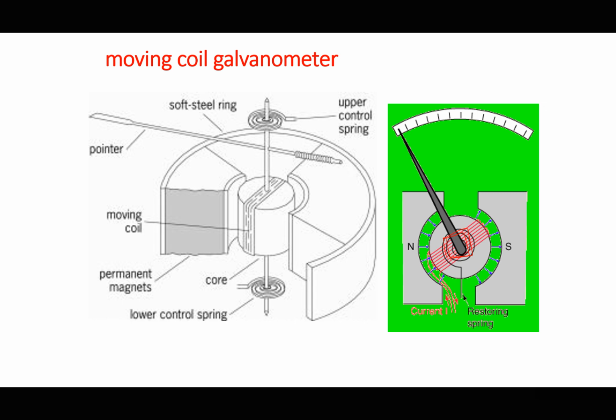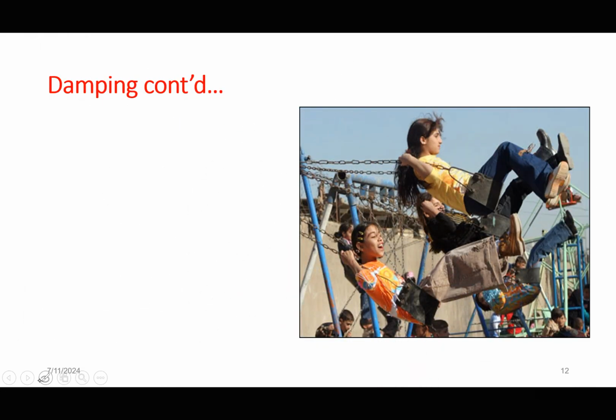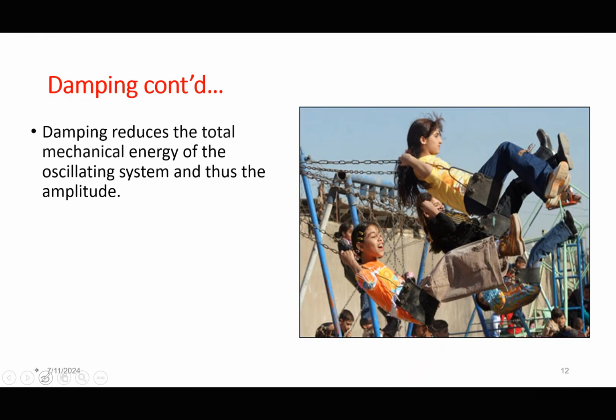So a few things we need to say more about damping. Damping reduces the total mechanical energy of the oscillating system and thus reduces the amplitude. That one you should note very carefully. When the system is damped, the amplitude of oscillation decreases simply because damping reduces the total energy, which we are calling the mechanical energy of the oscillating system.